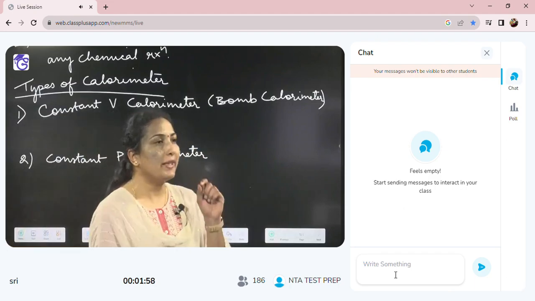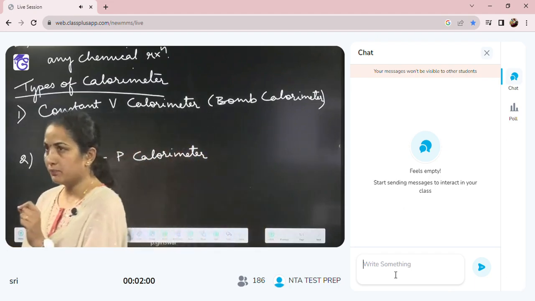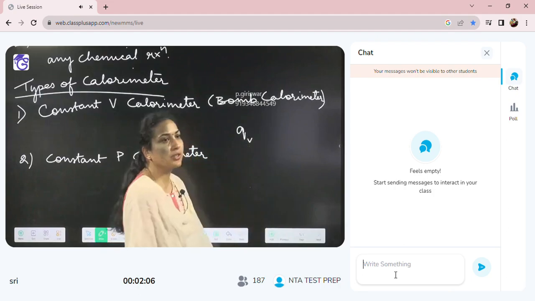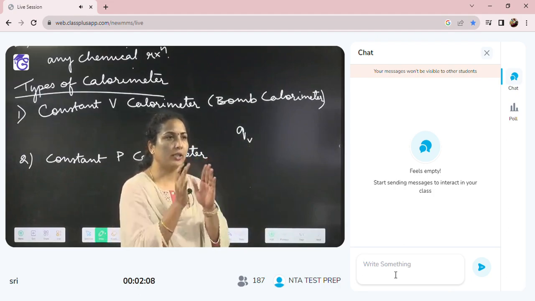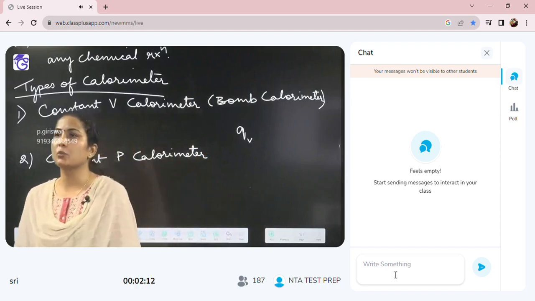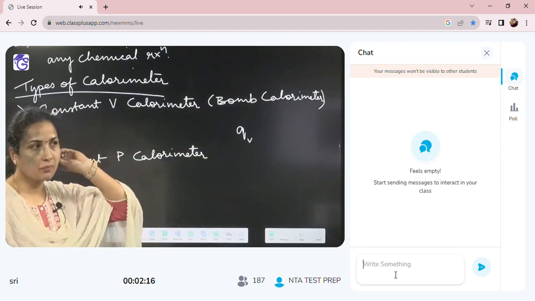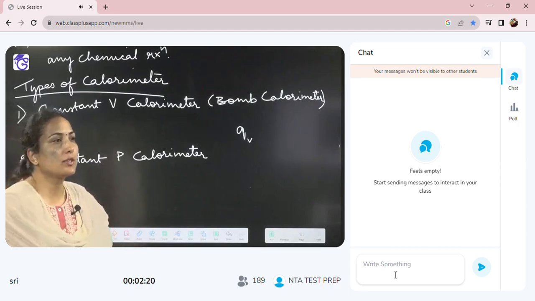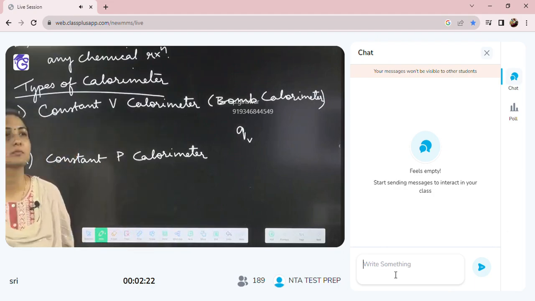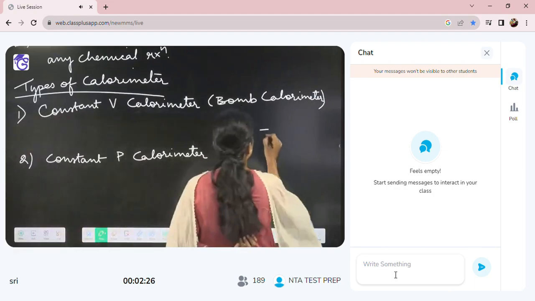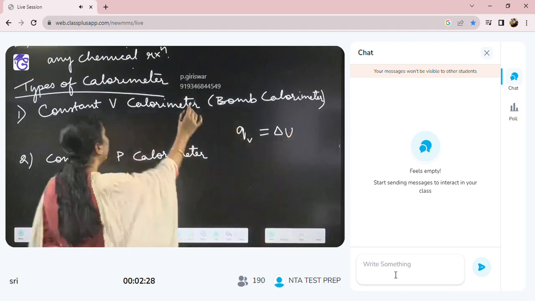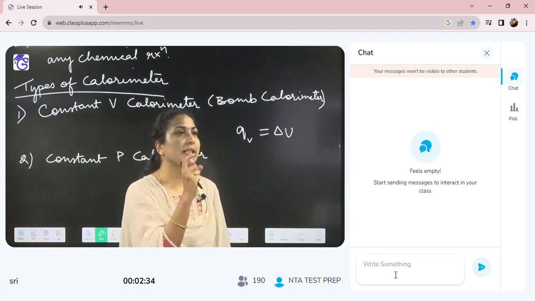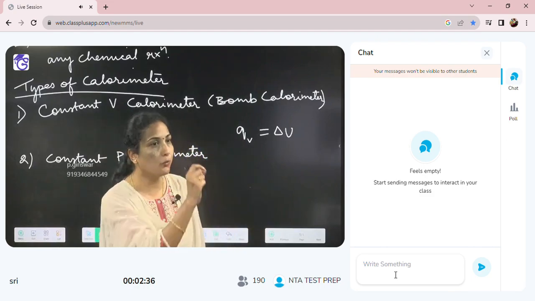Now if I ask you heat exchange at constant volume, that means I am referring to QV. Heat exchange at constant volume, is it delta H or delta U? Delta U, good. So heat exchange at constant volume is delta U. So when I have a calorimeter operated under constant volume, whatever heat exchange is happening, I'll be able to get delta U from there, right?